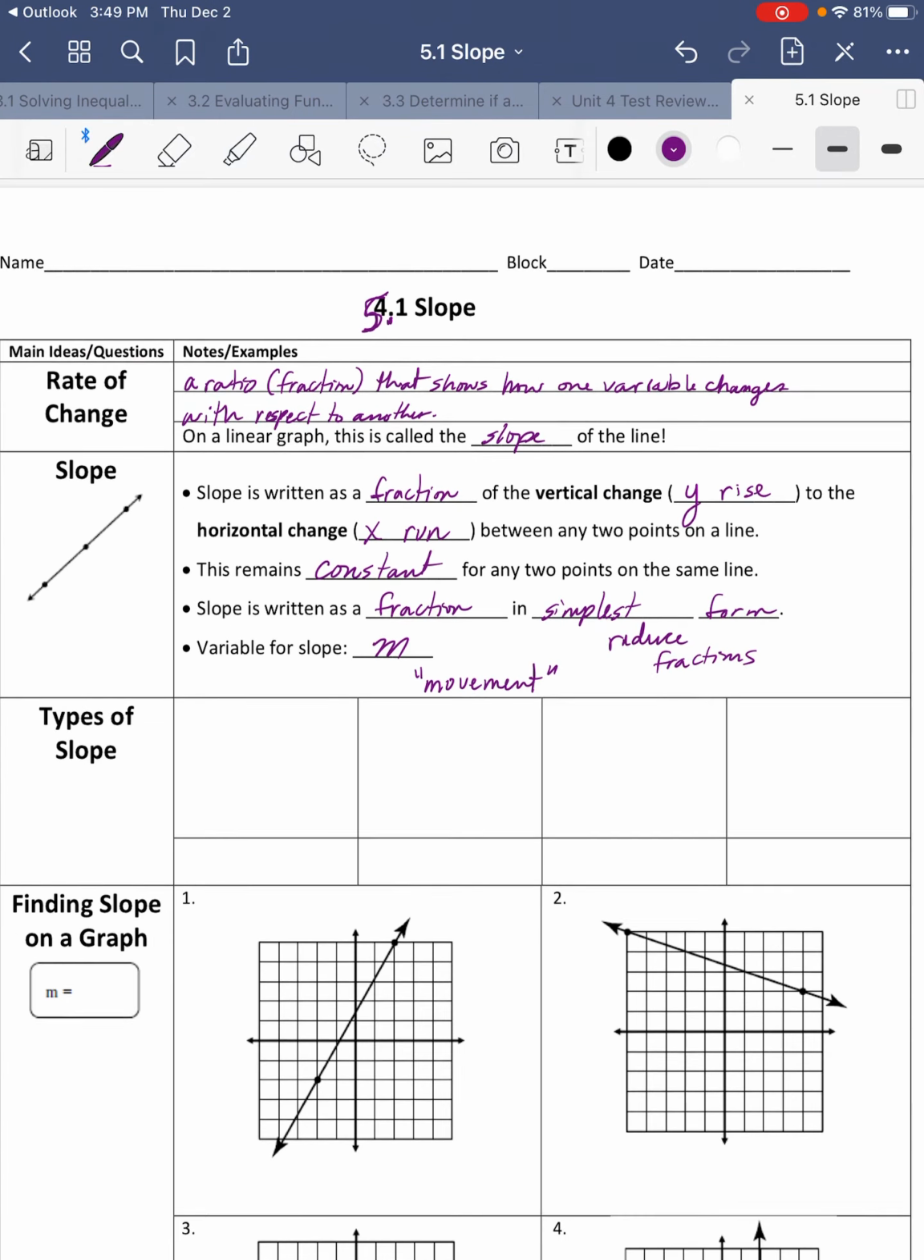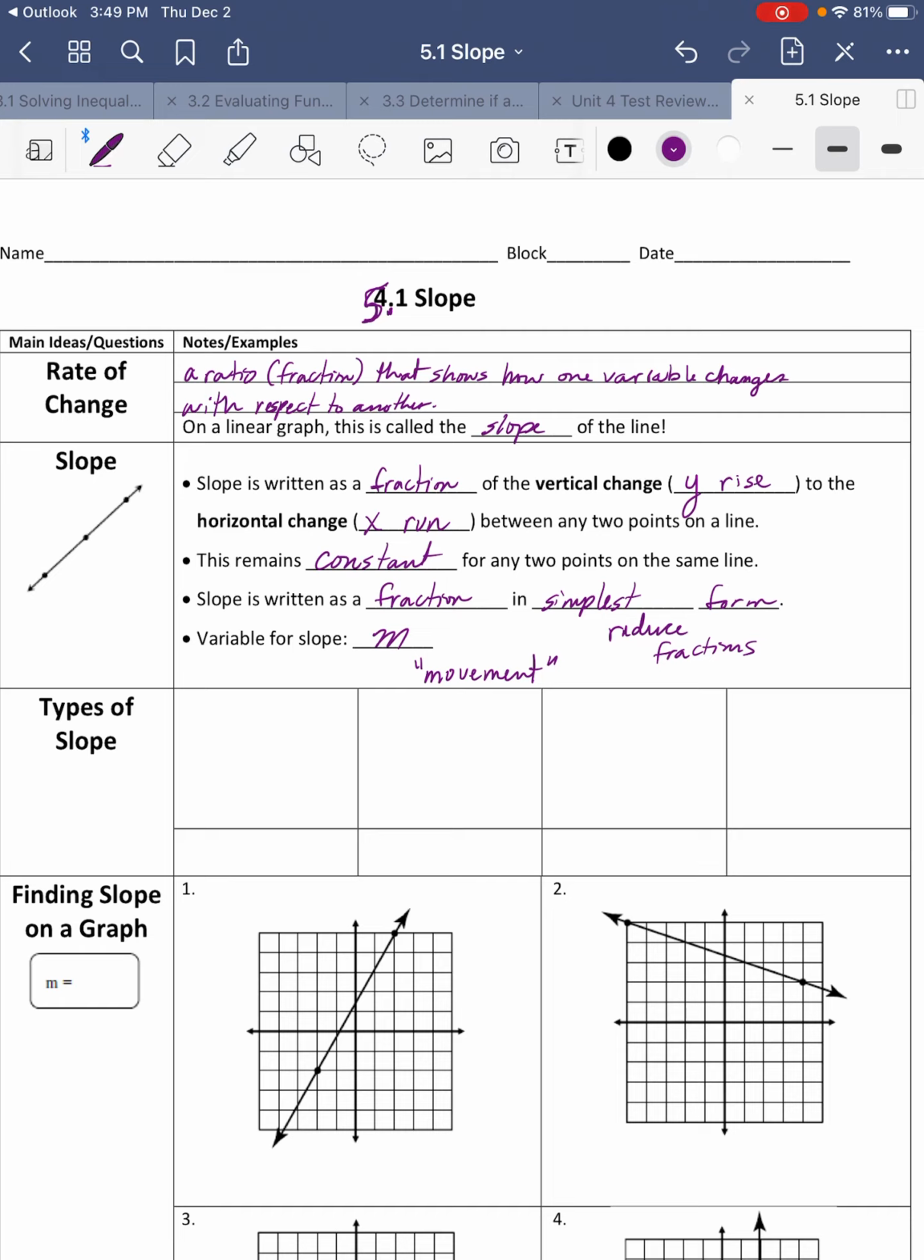So we have types of slope. The first type is a positive slope. You read graphs left to right, so starting on the left, if it's going up, this is going to be a positive slope. If from left to right the graph is going down, down, down, that is going to be a negative slope.